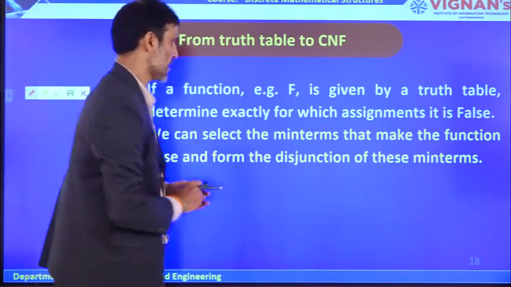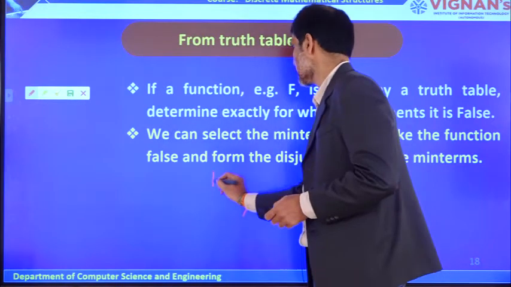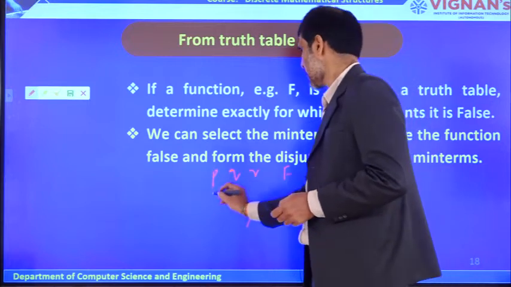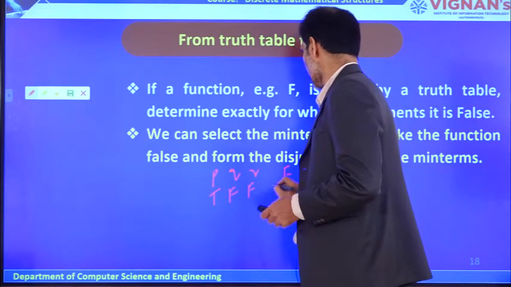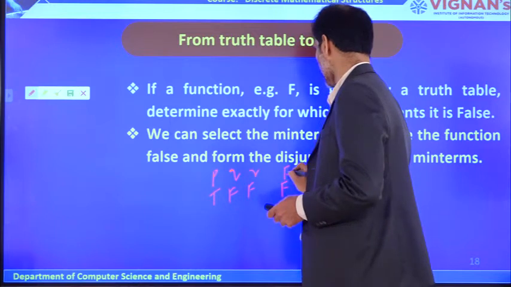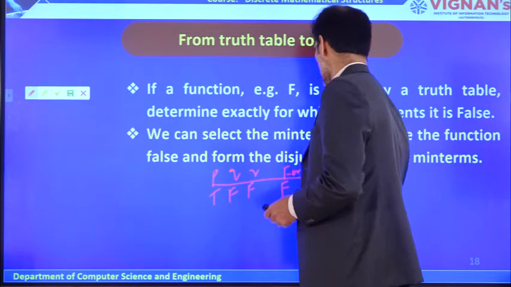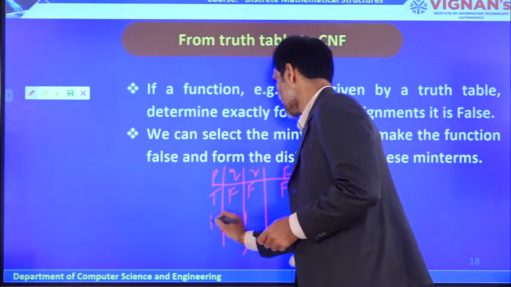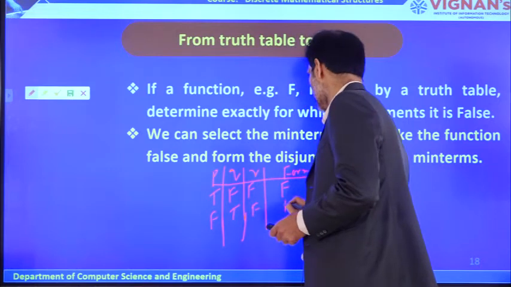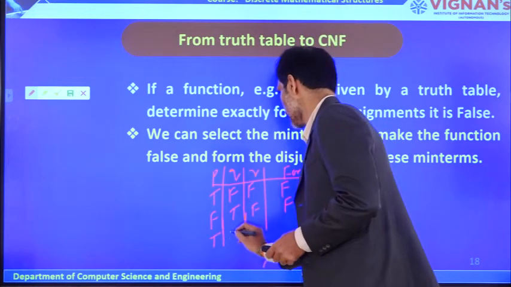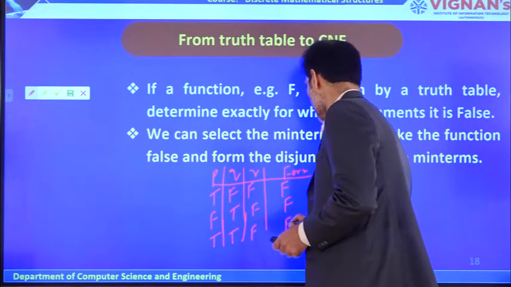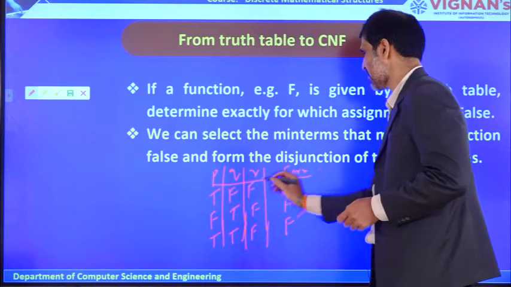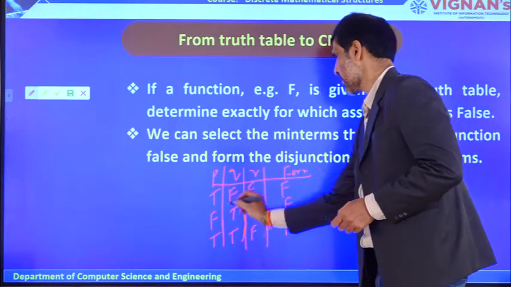Remember that. Suppose for P, Q, R, let us take F as a formula. Let us take true, false, false, for which it is false. Another assignment is false, true, false, for which it is false, and the last one is true, true, false. Let us assume that for these it is false. You have to identify the assignments for which it is false and take the minterm.